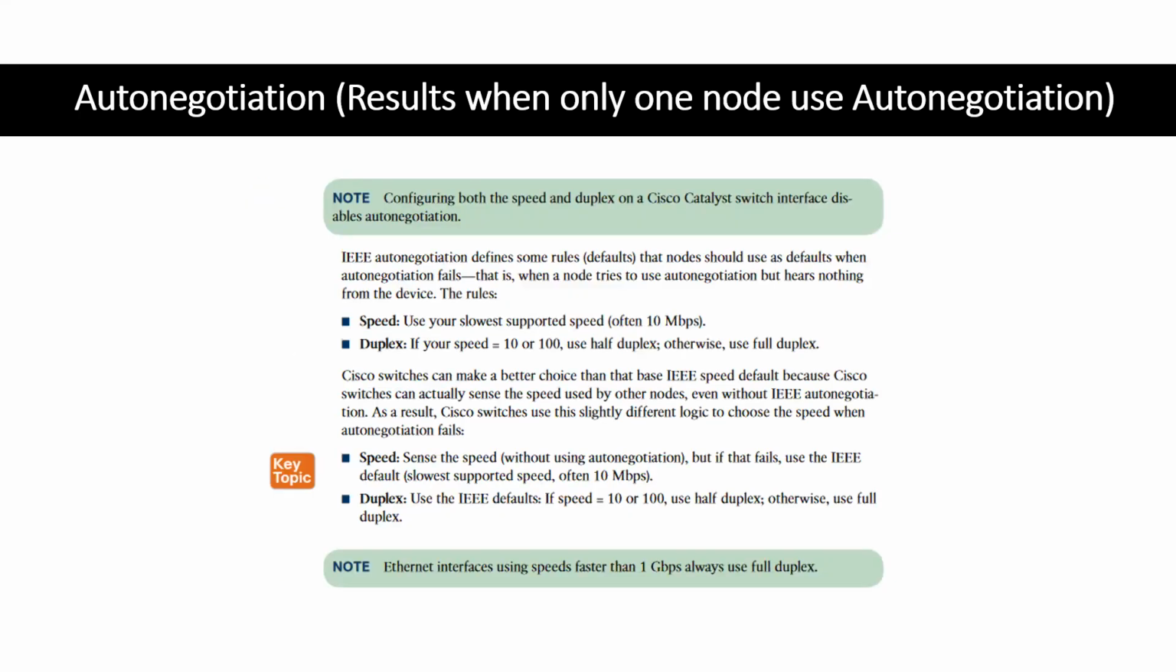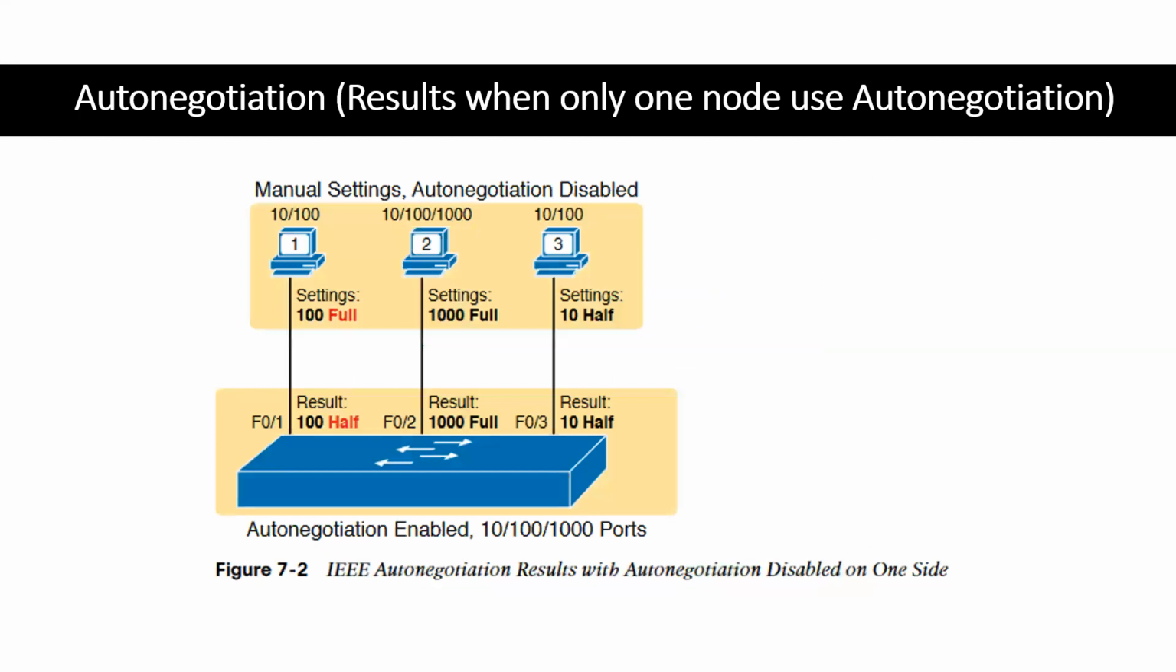And we're all working in Ryan's environment. So again, these are the rules. If one node tries to use auto negotiation, but hears nothing from the device, here's what happens, the device being the switch. Speed: use your slowest supported speed, often 10 megabits per second. Duplex: if your speed is 10 or 100 megabits per second, use half duplex. Otherwise, use full duplex.